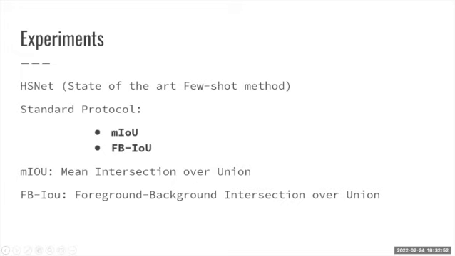Moving on to all these three benchmarks, let's discuss what they have used. Here they have used HSNet, that is a state of the art few shot method. In that, they used two standard protocols. The first one is mean intersection over union, that is MIOU, and the other one is FBIU, that is foreground background intersection over union.